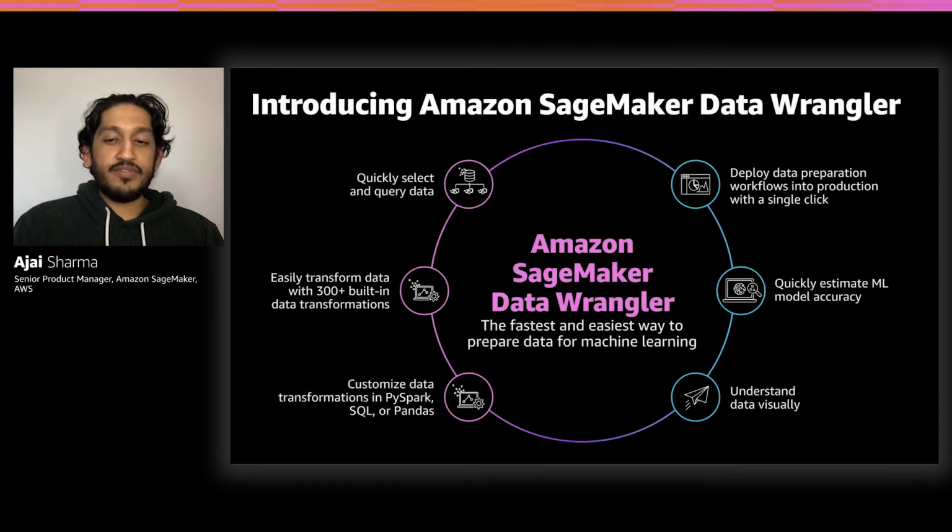Well, we're proud to introduce Amazon SageMaker Data Wrangler, which features the following core capabilities. First, we provide a visual interface that allows users to quickly select and query data. Next, we have a collection of over 100 built-in transforms to help users prepare their data without writing a line of code. With Data Wrangler, you can also write your own feature transformations using PySpark, SQL, and Pandas. Data Wrangler also features a visual interface to help generate an intuitive understanding of your data. It includes a model preview feature that allows you to get an estimate on model accuracy. And finally, we enable users to take their data prep into production with a single click. Let's dive into each of these features in detail.